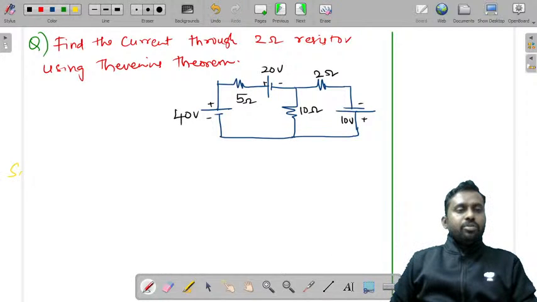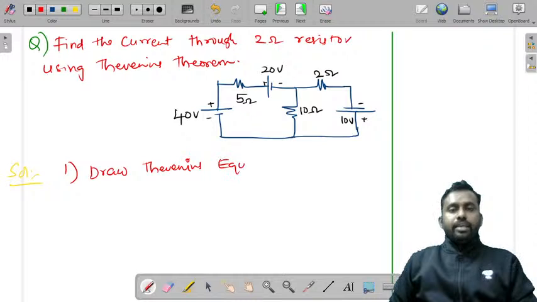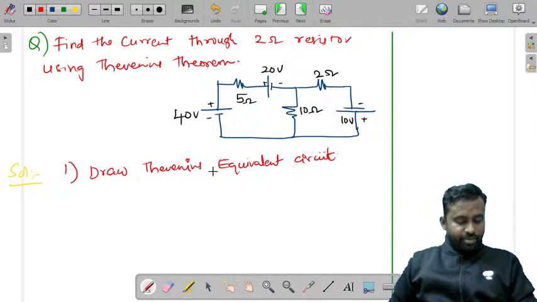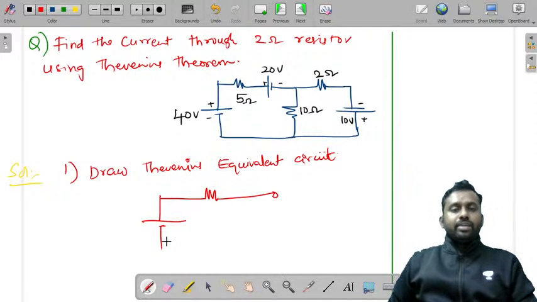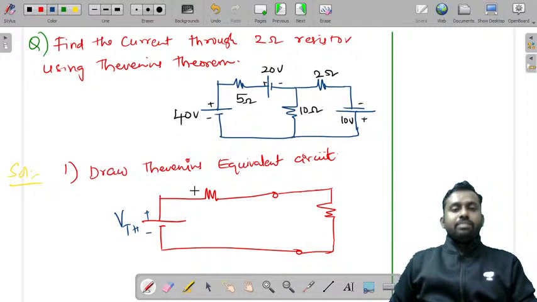Now, what we'll do is, as in the solution in your examinations, as a first step, you need to draw Thevenin's equivalent circuit. So draw that Thevenin's equivalent circuit. What is Thevenin's equivalent circuit? You will have a voltage source of value VTH with plus and minus. Here we'll take it as plus and minus. This is RTH. Current direction is taken like this.